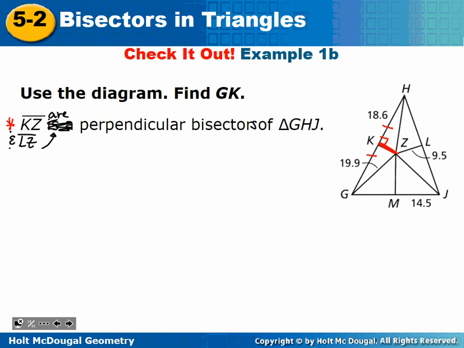LZ is also a perpendicular bisector. So we can draw a right angle box, and what pieces are congruent on that side? HL and JL. Okay, so mark your picture. What does that make point Z then where KZ and LZ meet? Circumcenter. So based off the theorem, what pieces do we now know are congruent?